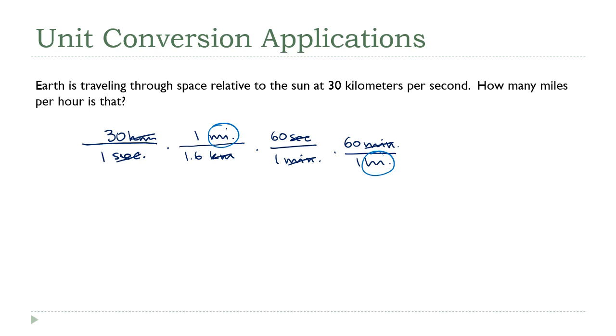Now, if we do the arithmetic, 30 times 60 divided by 1.6, that's going to be miles per hour. Get your calculator out. This is pretty darn fast. It's 67,108.1 miles per hour. And that's a unit that I can understand. I can look at that and say, okay, that's really pretty blindingly fast.